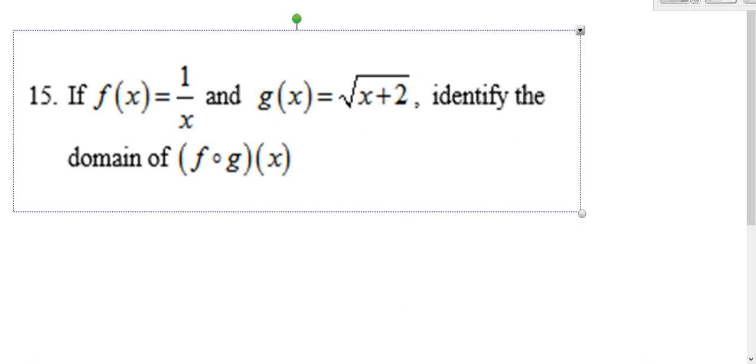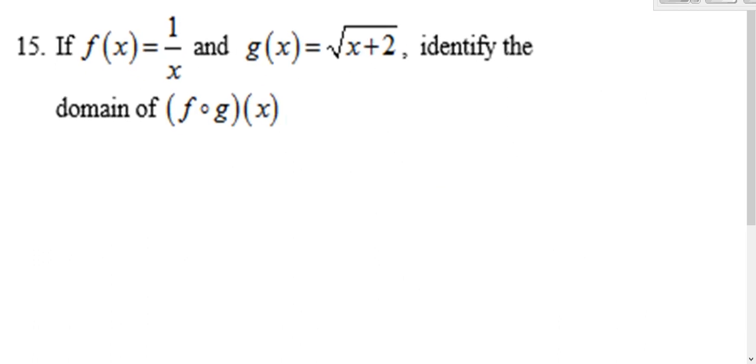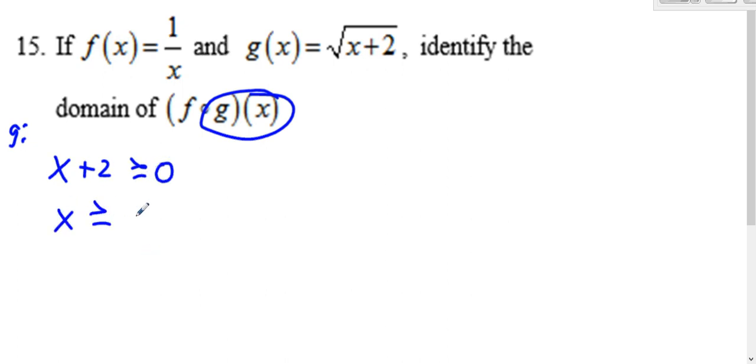All right, here's another one. Start with the restriction on G, because you're plugging into G first. So the radicand, x plus 2, has to be greater than or equal to 0. X has to be greater than or equal to negative 2.